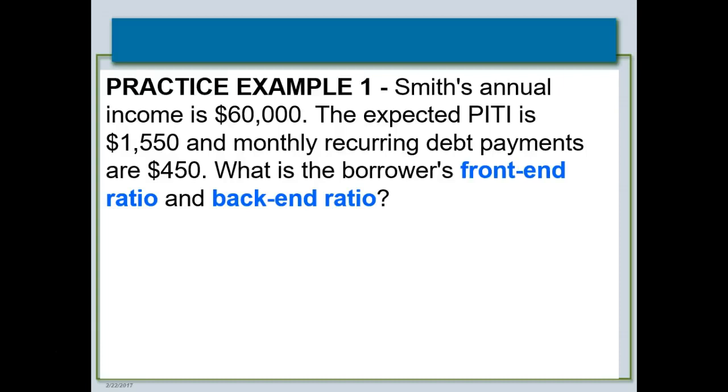Here's your problem. Smith's annual income is $60,000. Their expected PITI, or their house note, is $1,550. Their debt is $450. Find the borrower's front end and back end ratio. What is the borrower's front end and back end ratio? Take a few minutes, figure it out. I'll let you know when I'm ready for the answer.